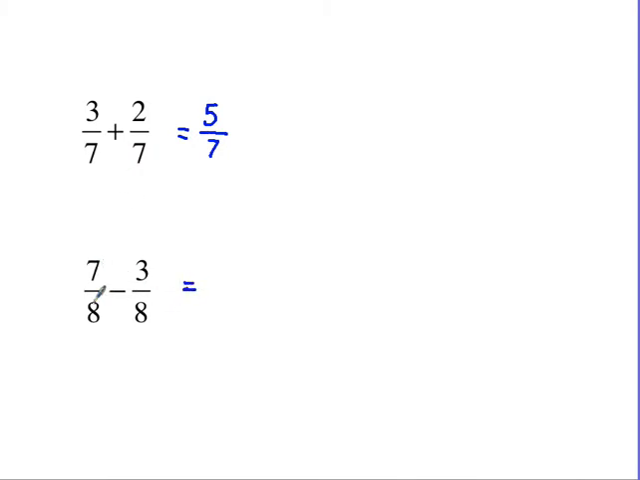Now, the same thing applies when you're taking away. If you've got 7/8 of something and you take away 3/8, then the question is, in effect, how many eighths have you got? So you've got 4/8.